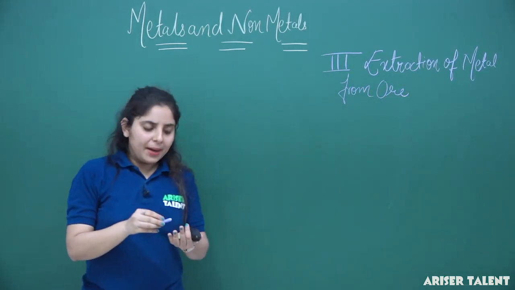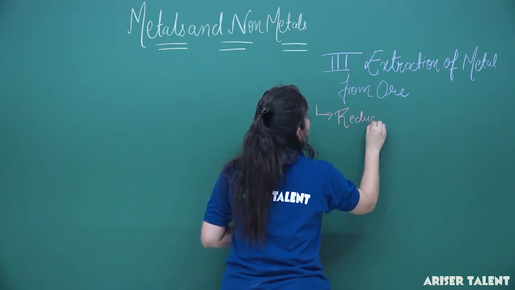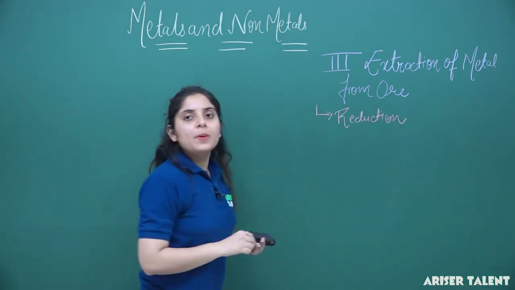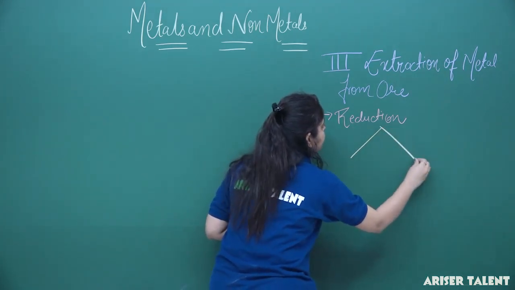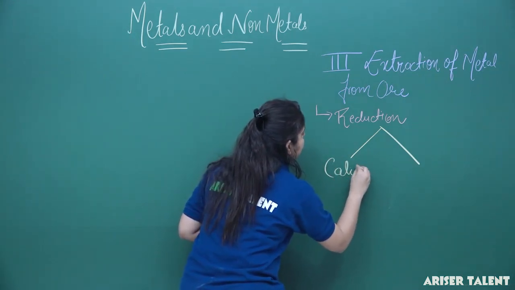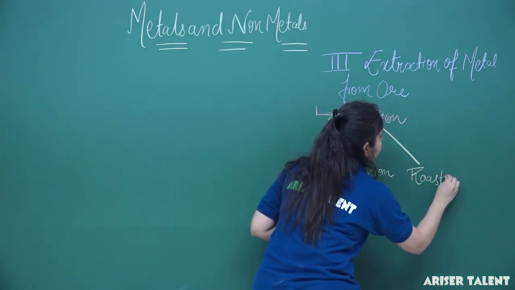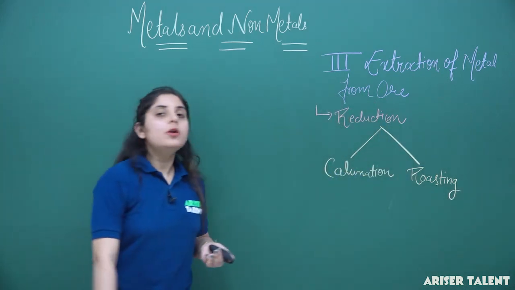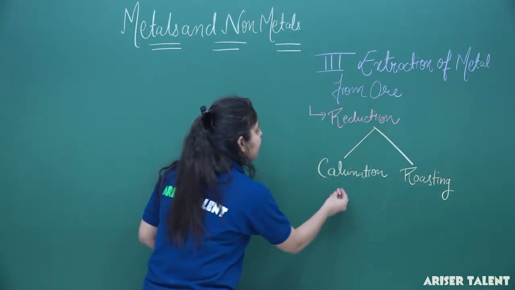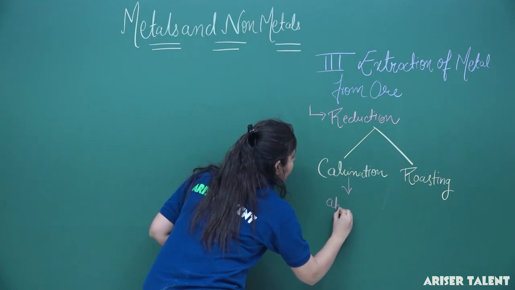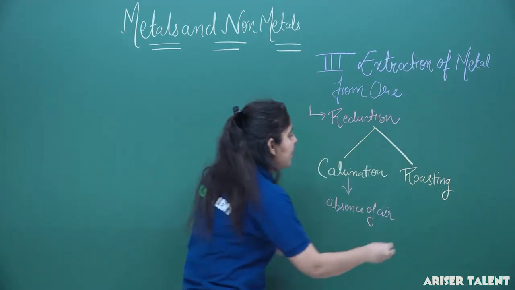So extraction of the metal from ore is easily done by using the reduction technique. We have basically two methods for the extraction of the metal from the ore: one is calcination and the second method is roasting. The difference between these two methods is that calcination is done in the absence of air, and roasting is done in the presence of air.